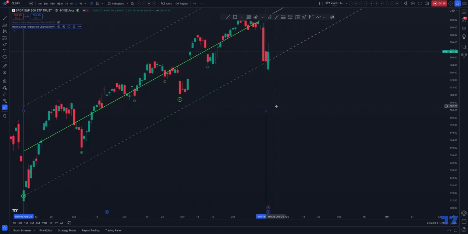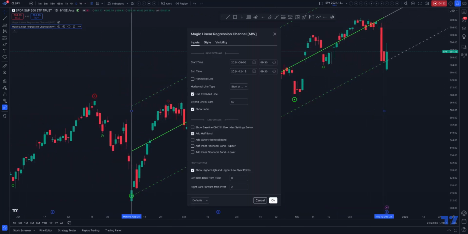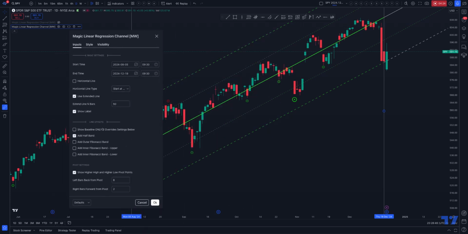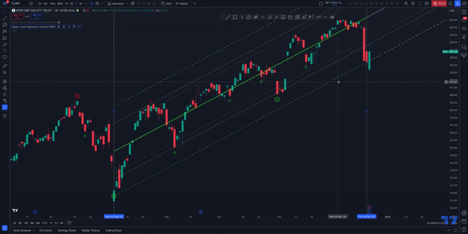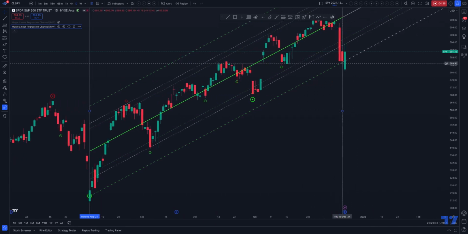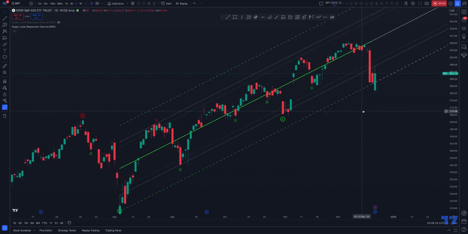So let's make that a little bit bigger and add some Fibonacci channels. Add the half band and the inner Fibonacci band upper. There we go. So we're getting clean hits here, here, there, and there. That's an amazing affirmation of this channel. As soon as we hit it, went below it, it snapped right back up like there was an electric fence or something.